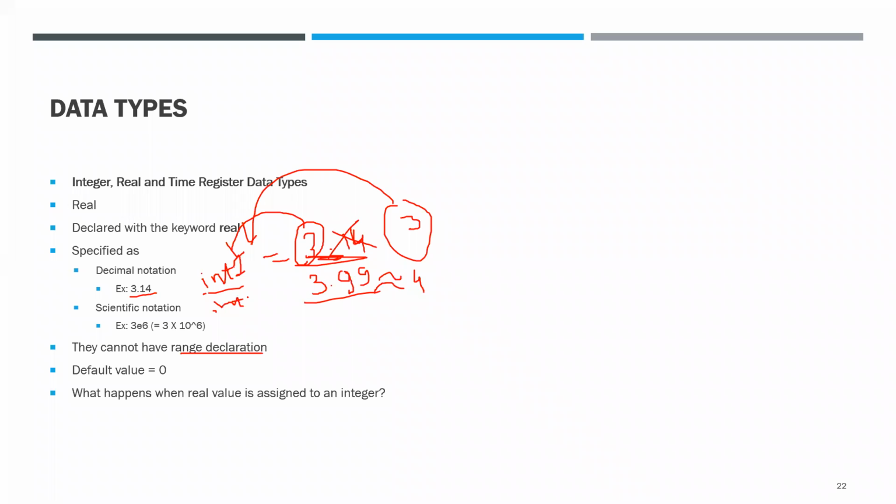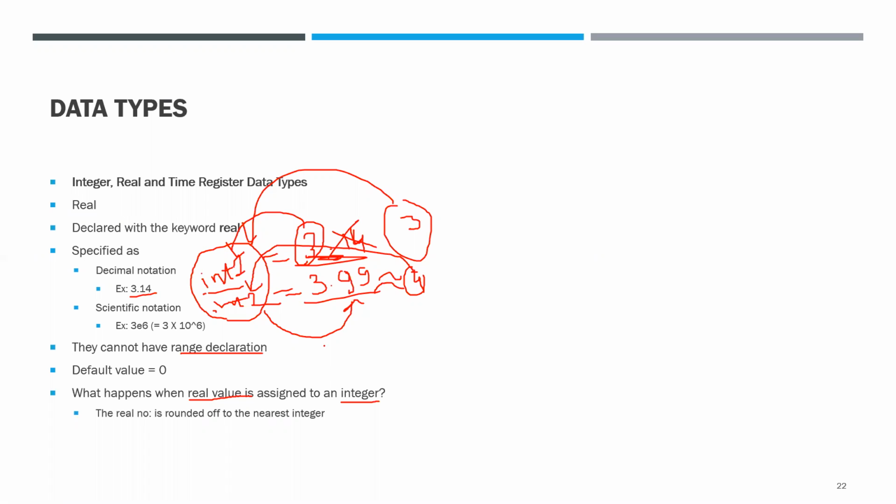So in such conditions, as per the discussion, 4 would be stored here. When I'm assigning a real value to an integer, the value stored in the integer would be the closest integer to that real number. So that is what would happen. It would be rounded off to the nearest integer.